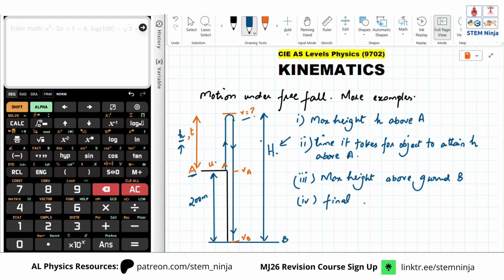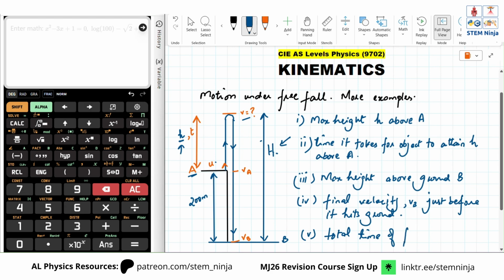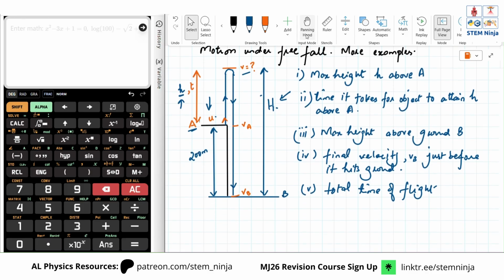And we need two more things. Final velocity, VB, just before it hits the ground, and total time of flight. So first we're going to use just these variables themselves, and then we will plug in some values also. So we need to find out expressions for these cases first.